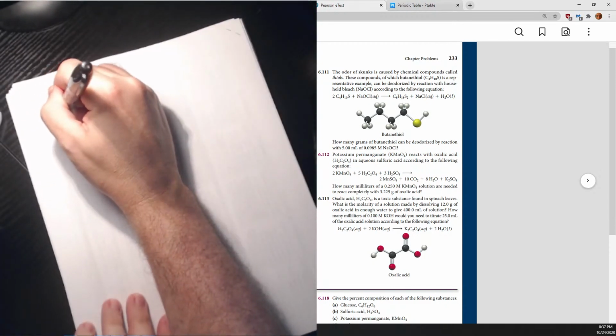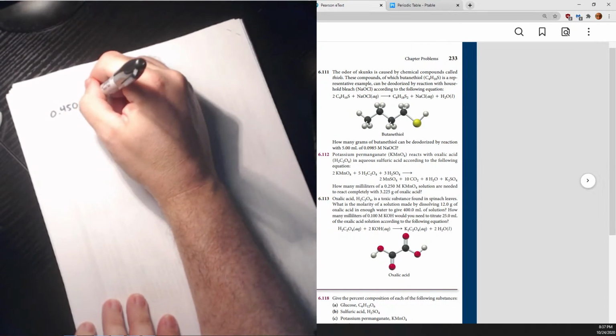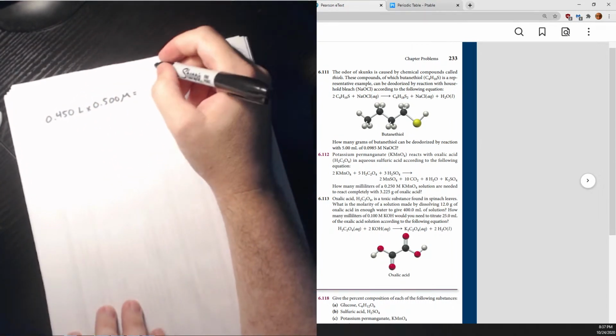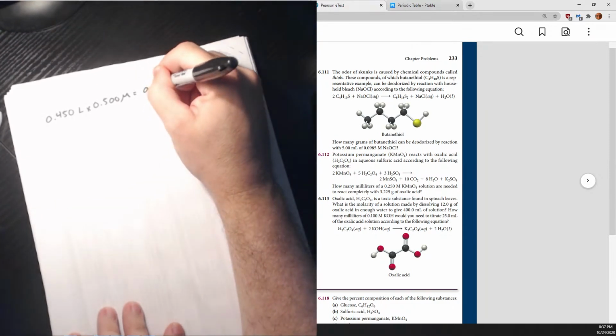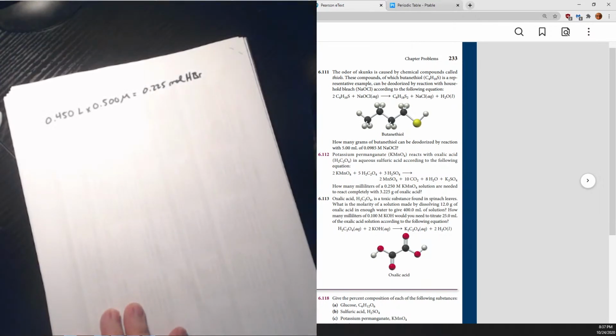So 0.450 liters times 0.500 molar means we have 0.225 moles of hydrobromic acid.